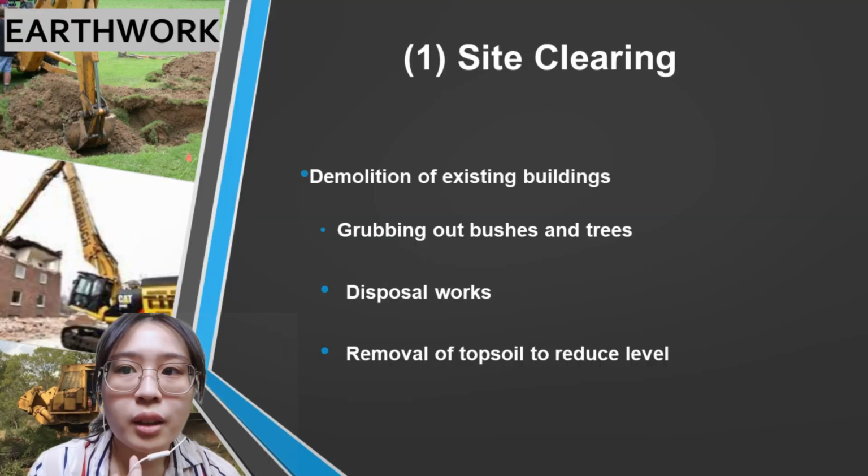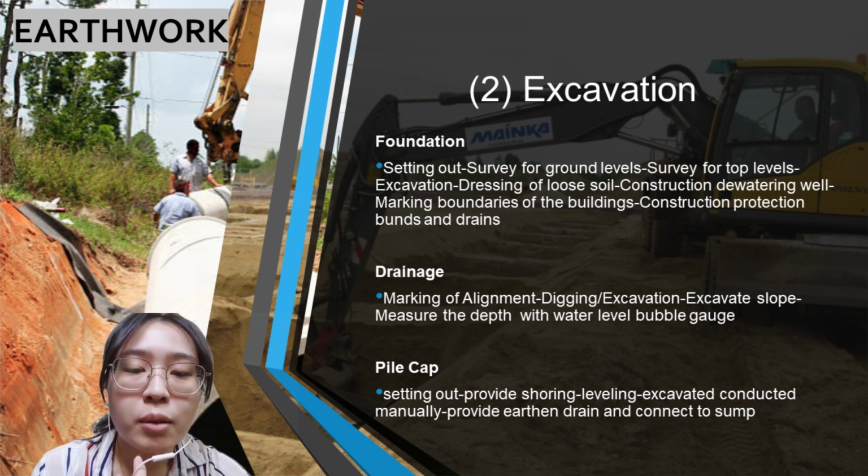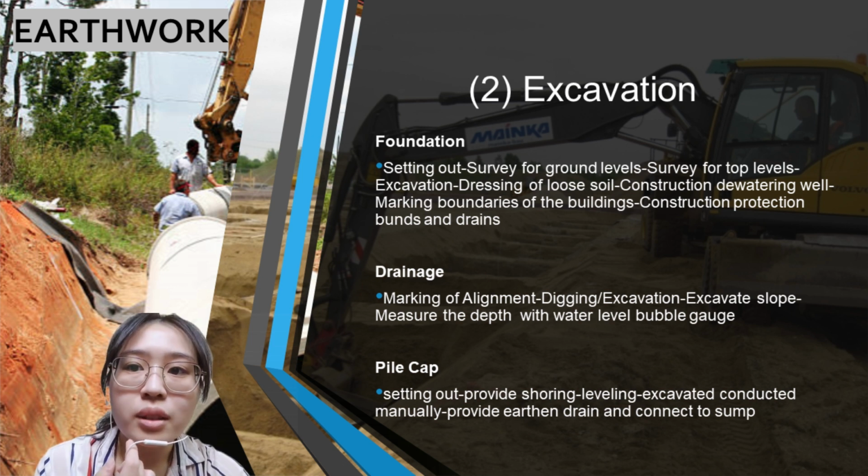So for the earthwork, we are starting with the site clearing, such as demolition of the existing building, grubbing out the bushes and trees. Then we will remove the topsoil to the reduced level. Then the second step is excavation, and here I am showing 3 excavations normally done on the construction site. First is the excavation of the foundation. We first set out the survey, then we will do the survey for the ground level and topsoil. Then we will do the excavation. Then we will do the dressing of the loose soil.